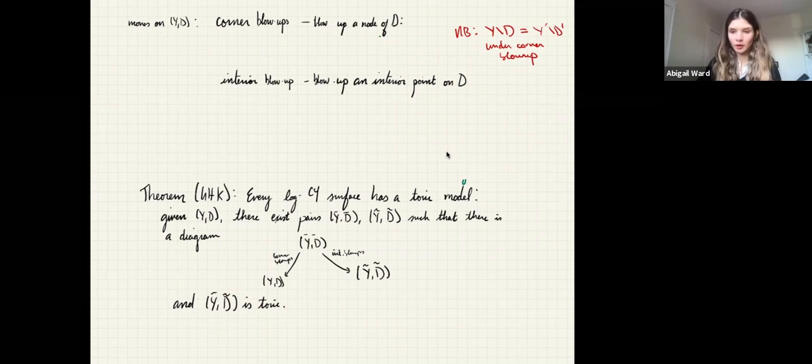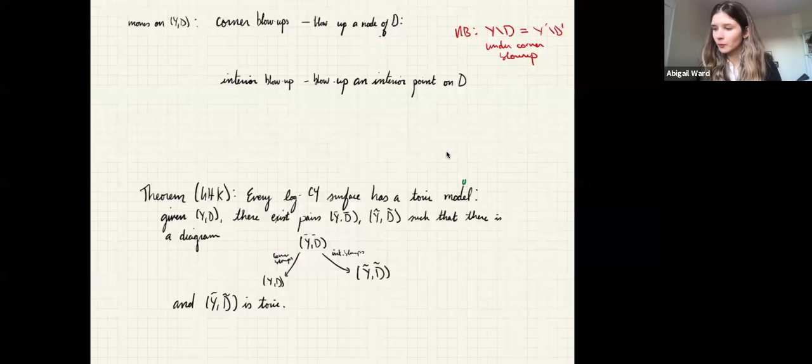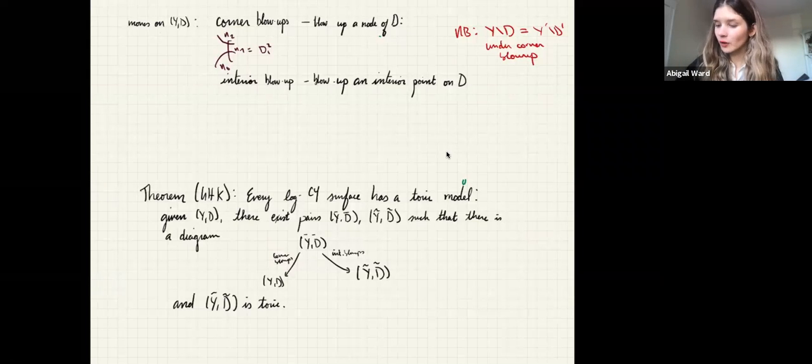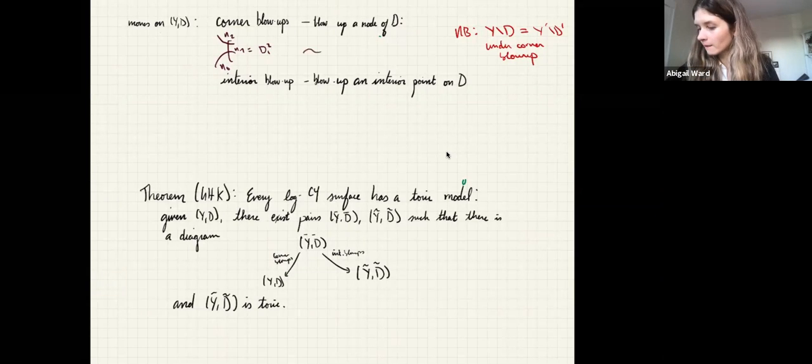So let me say a few words on how you can get your hands on some of these (Y, D). Given such a pair (Y, D), there are two moves we can do. The first is what's called a corner blow up. So you blow up a node of your D. Recall that's a cycle of P1s. So maybe you have something that looks like this, and I'm going to label these by their self-intersection numbers, like 0 and 1. So this is equal to D1 squared. And then if I blow up one of these intersection points of two boundary divisors, I get a new log Calabi-Yau.